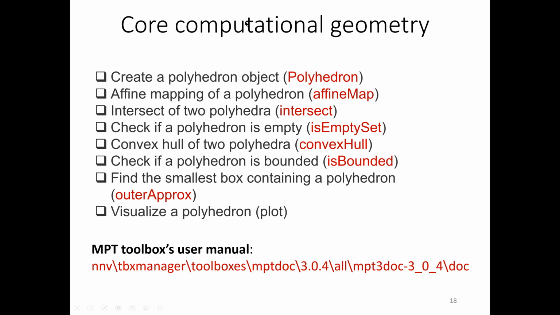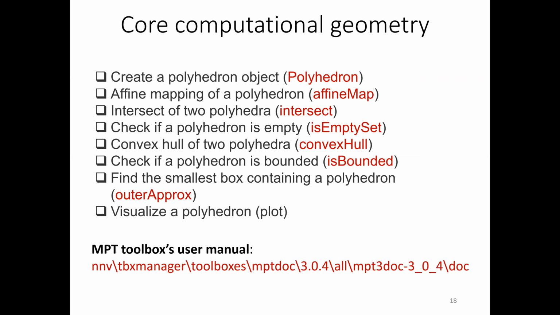So basically, when you install NNV, it's going to create the tbxmanager folder. And then in that folder, when you go down, you're going to see MPT doc, and then in docs, you're going to see the manual of the MPT toolbox. This user manual shows you all the methods supported in the MPT toolbox, and you can learn more in detail. However, what I cover in this class is already enough for you to be able to use MPT to do reachable set computation for a feedforward neural network.